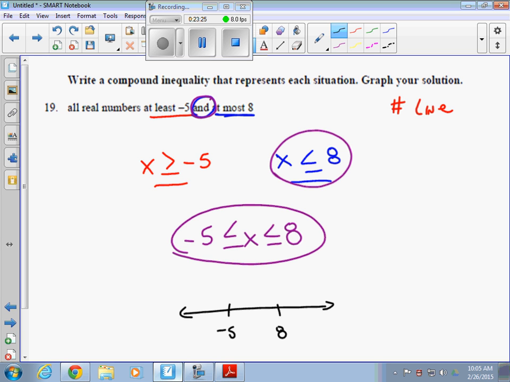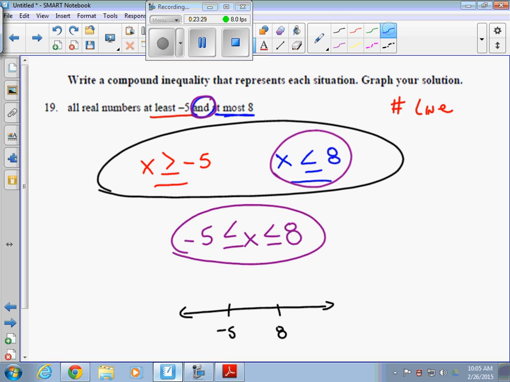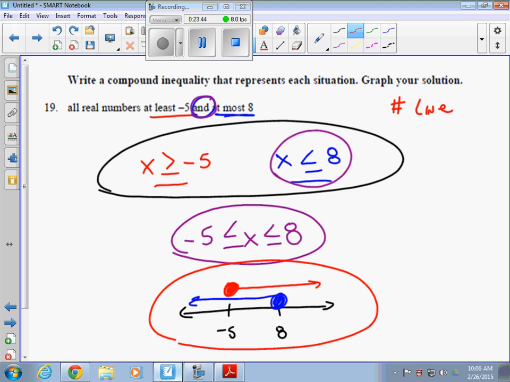Graph them using this line here. X is less than or equal to 8, which means less than or equal to, so color it in and go that direction. And x is greater than or equal to negative 5. Again, color it in, going that direction. There is your graph to go with.